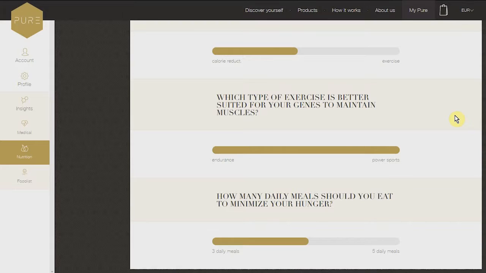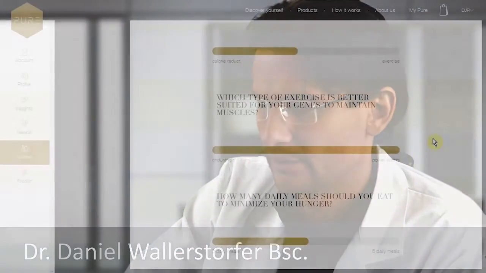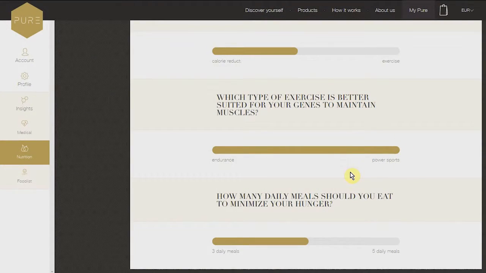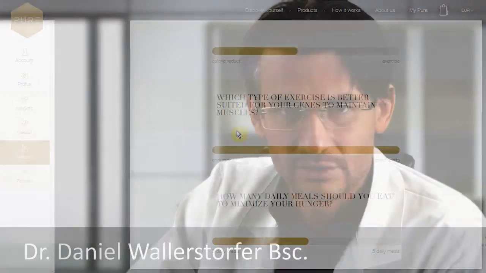Then I have previously told you that there is a difference in how fast people break down muscle mass when they break down fat. And depending on that, you need to take preventive measures to maintain your muscle mass. In case your muscle mass breakdown is faster, we would recommend more power-oriented sports because this is muscle building exercise. So if your arrow is here, you need to do more power-oriented sports. If you're down here, you should do more endurance-oriented sports.